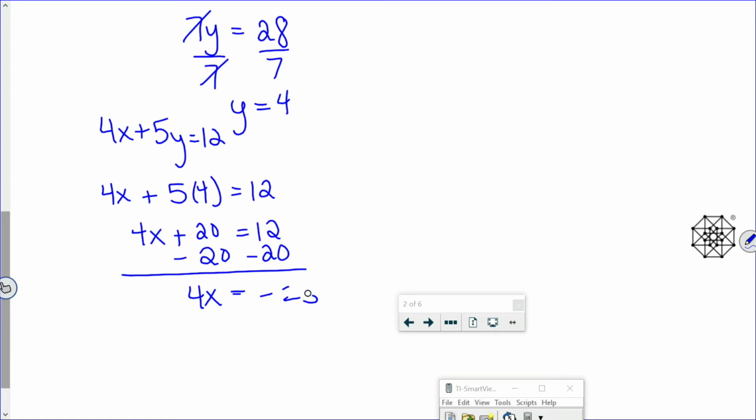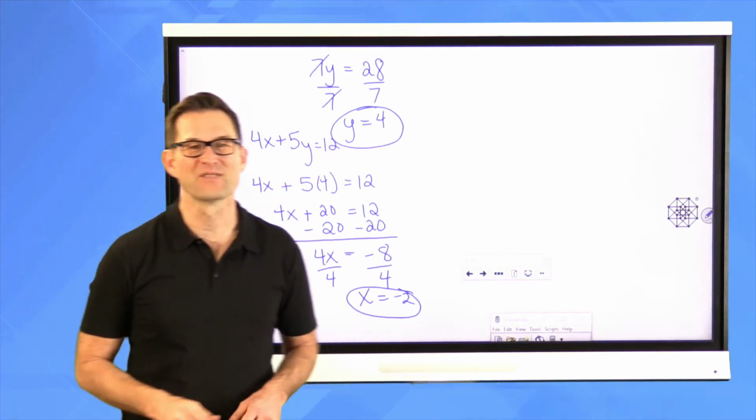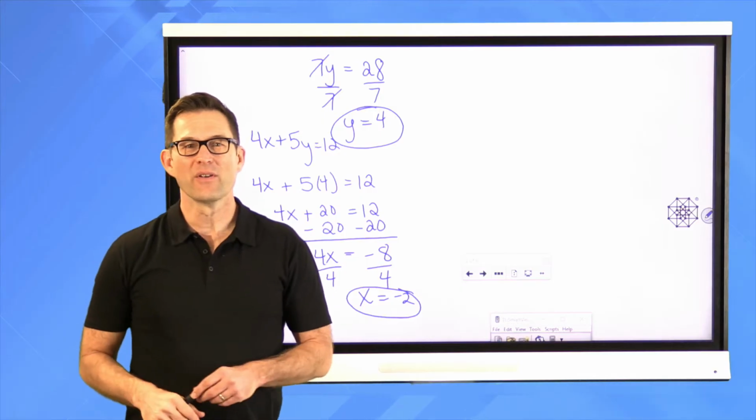Thanks to my producer, Joey. Here we go. 12 minus 20 is negative 8. That works out a little bit better. Divide both sides by 4, and x is equal to negative 2. All right. So the solution to my system is y equals 4, x equals negative 2. Woo! Too early. I need more coffee.